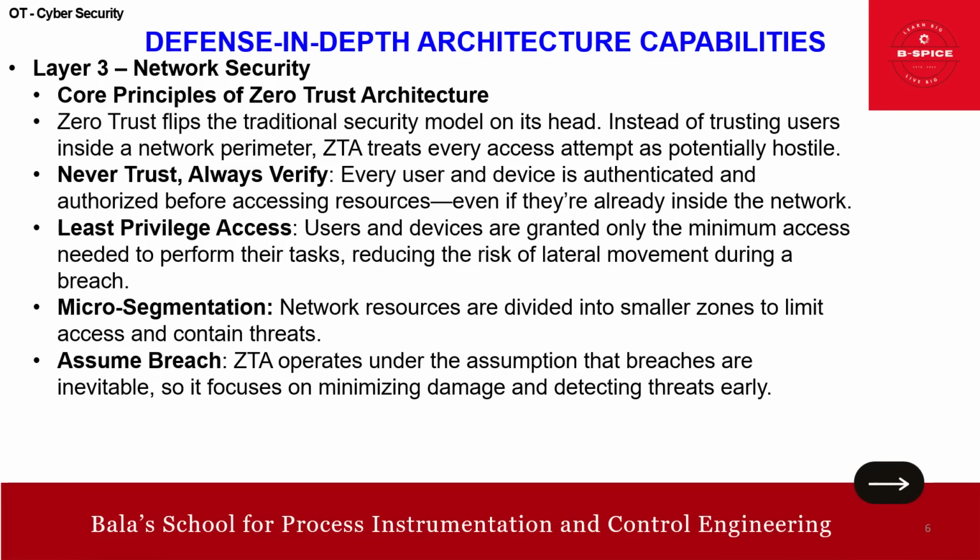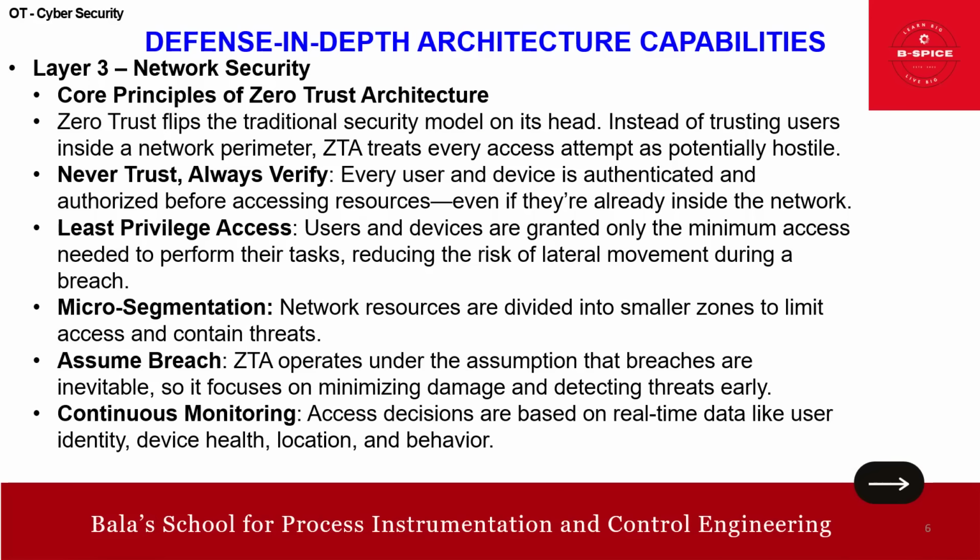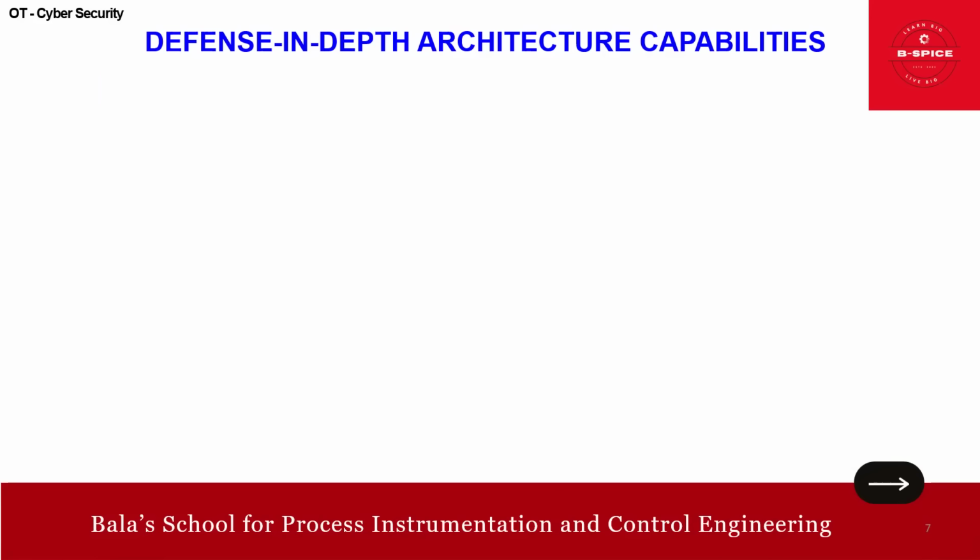Then assume breach. ZTA operates under the assumption that breaches are inevitable, so it focuses on minimizing the damage and detecting threats early. So these are the core principles of zero trust architecture. Of course, the last but not the least, continuous monitoring. Access decisions are based on real-time data like user identity, device health, location, and behavior. So we need to have continuous monitoring over this. So these are the core principles which I highlighted in the first slide. That's about the core principles.